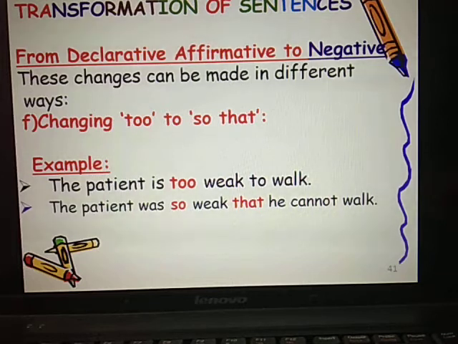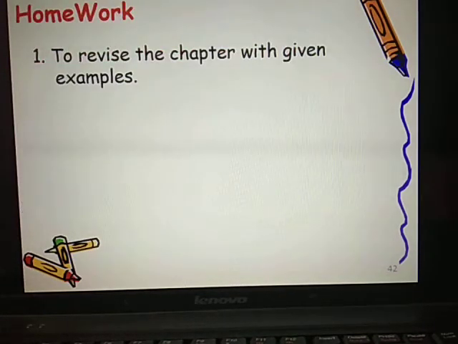Now changing from too to so that. The patient is too weak, means very weak we want to say, to walk. So we say the patient was so weak that he cannot walk.